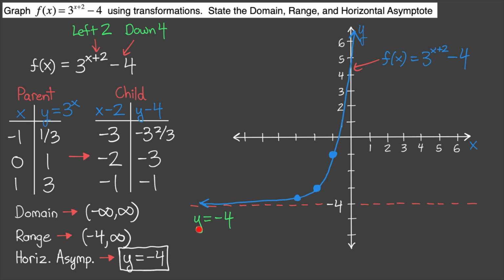All right, so we have graphed our function f of x here using transformations, and we have found the domain, range, and asymptotes for it.